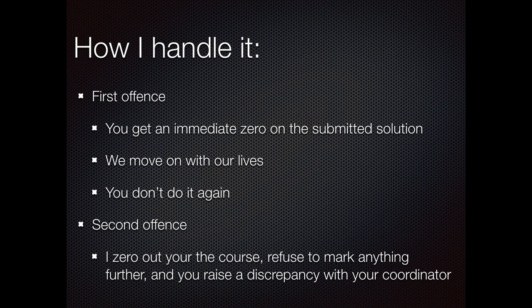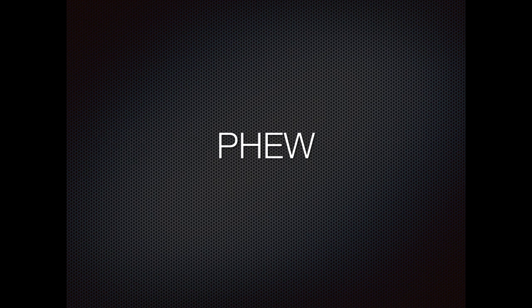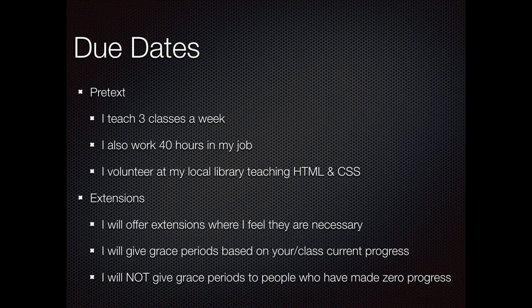Basically, the way I handle academic misconduct is I just zero out the thing that you submitted. The second time I catch you, I zero out your course and I don't mark anything for you further. If you want to debate it, you can go to your coordinator and discuss it with them. That's basically how I handle academic misconduct. Cool. You can read through this stuff if you so choose.